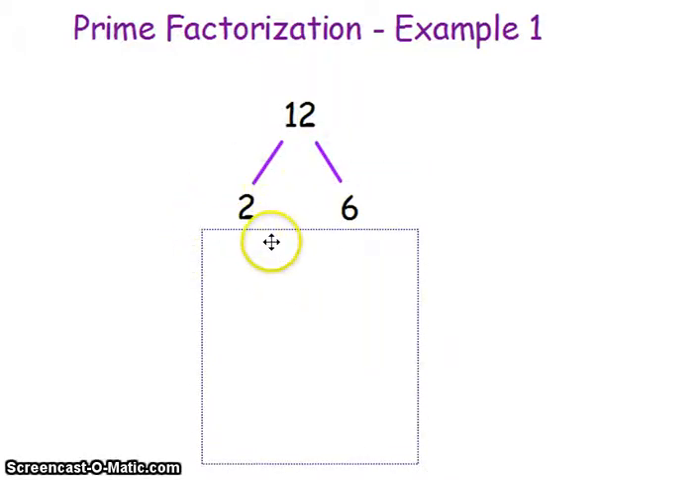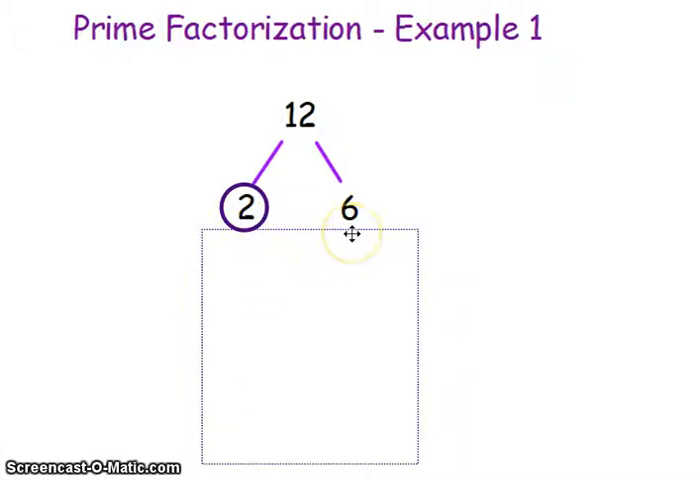Okay, now we're going to look at the number 2. What two numbers multiply together to make 2? Well, 2 is the only even prime number, so it has no factors other than 1 and itself. So I'm going to put a circle around it so I know that this is a prime number.